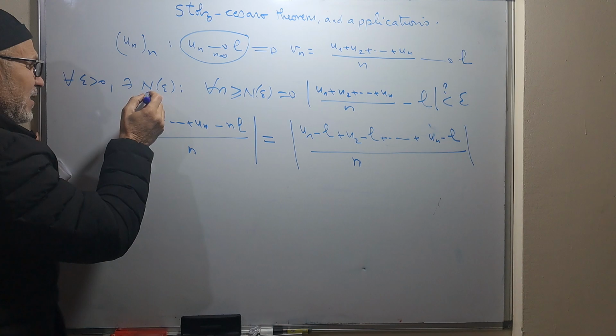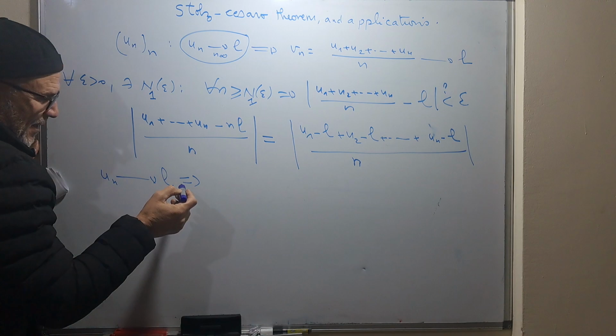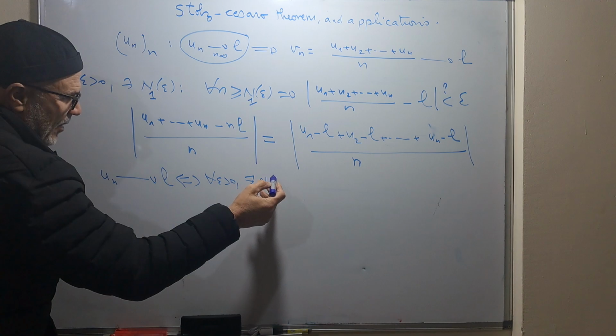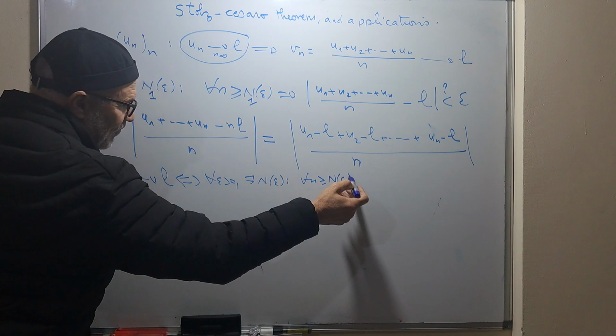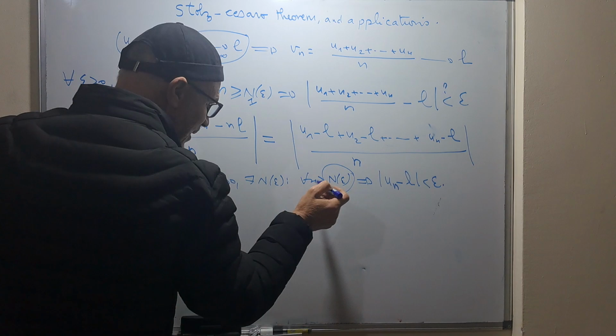let me denote this by n1. Since un converges to L, this means that for all epsilon greater than 0, there exists a rank n of epsilon such that starting from this rank, the difference between un and the limit L is less than epsilon. Let us take this n and we will put it somewhere here.